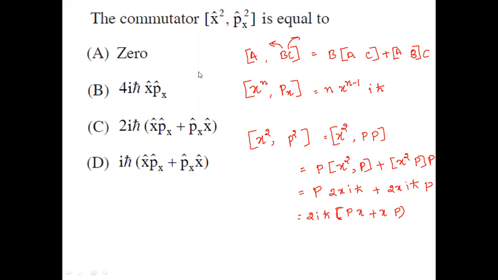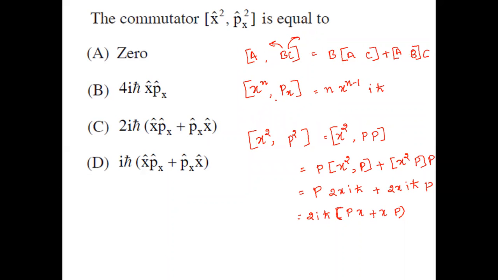The other problem here is: the commutator of x square, p x square is equal to. To solve this problem, we need to know a few important relations for commutators. If A, B, C are operators, then the commutator of the form A comma the product of two operators BC is equal to B times the commutator AC plus commutator AB times C. Now this B would come onto the left, then we are left with AC. Then this C would come onto the right, then we are left with AB. So the commutator of this form can be written like this.